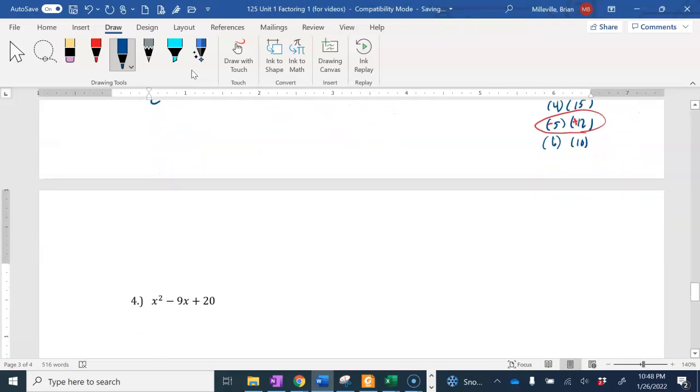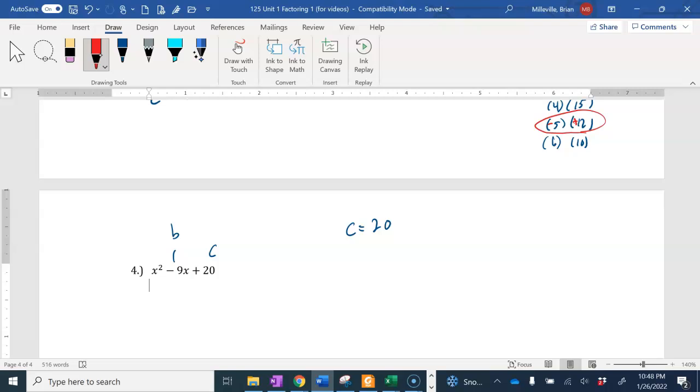Let's look at one more example, and that's this here. For this one, our constant term C is 20. Our coefficient B is negative 9 for this problem. Again, we've got to include the sign. So we're looking for factors of C, which is 20, that add up to negative 9. Now, what are the only possibilities for this? If you have a positive constant term but a negative coefficient of x, that tells us the numbers we're looking for both have to be negative, because we're looking for two numbers that multiply to 20 and add to negative 9.